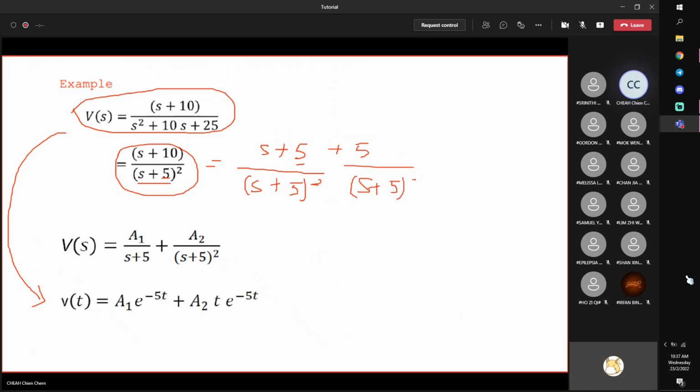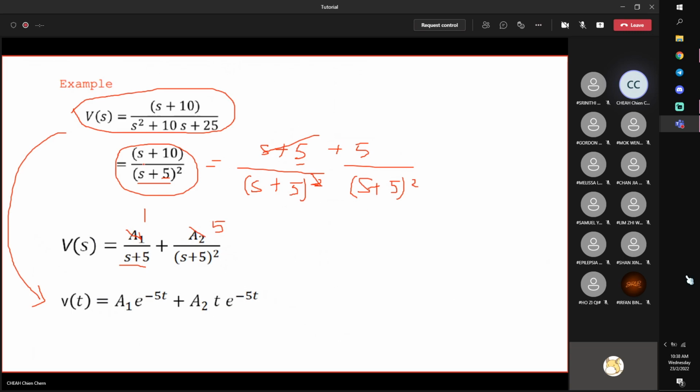All right? It means that I expand this term into s plus 5 plus 5, s plus 10, and then divided by s plus 5 squared. Now here you can see that this basically cancels and becomes first order. All right, so your A1 is actually 1. Okay, your A2 is actually 5.